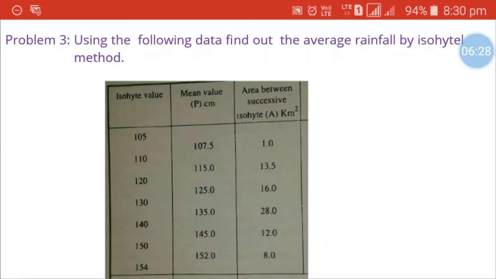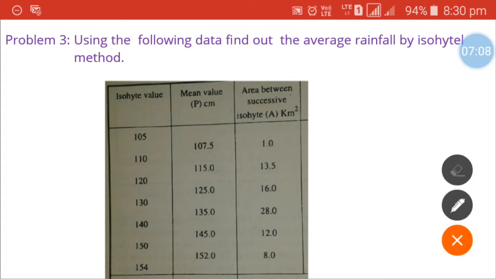Now let us go to problem number 3. Using the following data, find out the average rainfall by isohyetal method. The isohyetal method we have also learned in the theory in the previous lesson, in which, for a given map, the isohyets are shown enclosing the different rain gauge stations. With the help of a planimeter, the area enclosed between two corresponding isohyetal lines is measured. That gives us the enclosed area between successive isohyets, and we also have the value of precipitation.